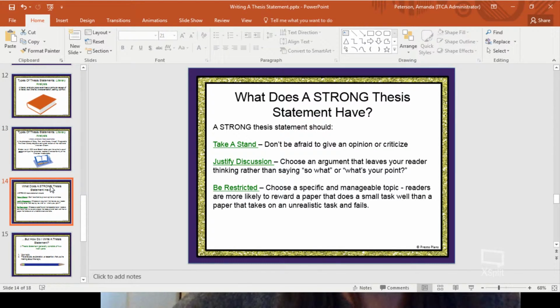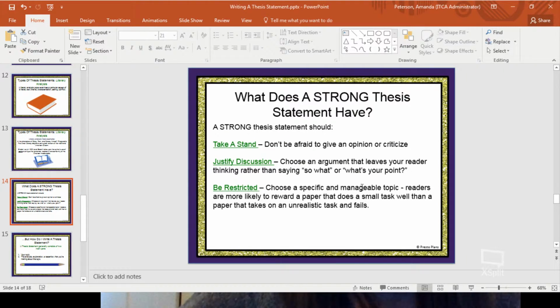Okay, so what does a strong thesis statement have? A strong thesis statement should take a stand. Don't be afraid to give an opinion or to criticize. Again, it's like I've told you. When you're writing, guess what? You're the expert. Whether that be an essay or a paragraph, you're the expert. You got to take control. Have an opinion. Take a stand.